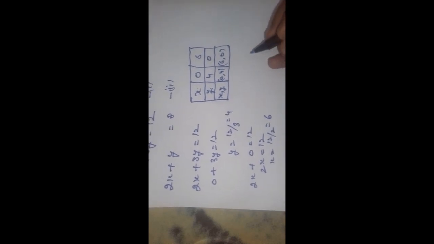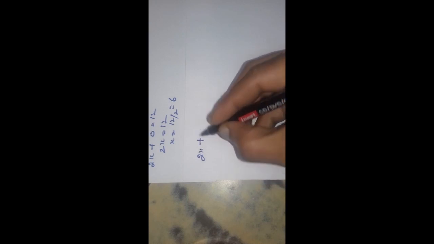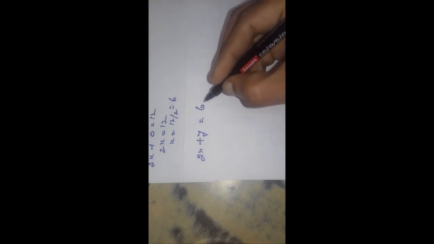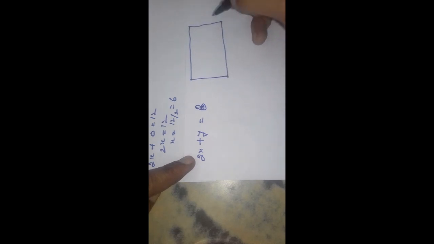Next, take the second equation. This will be 2x plus y equals 8, and again make the table. By the graphic method we can solve it easily.